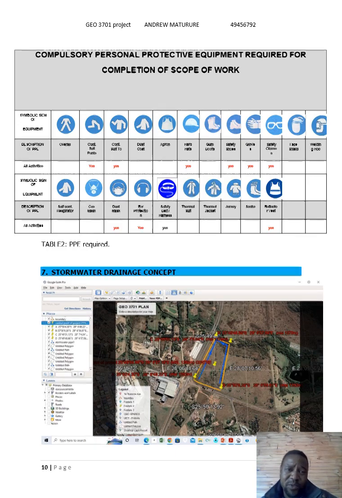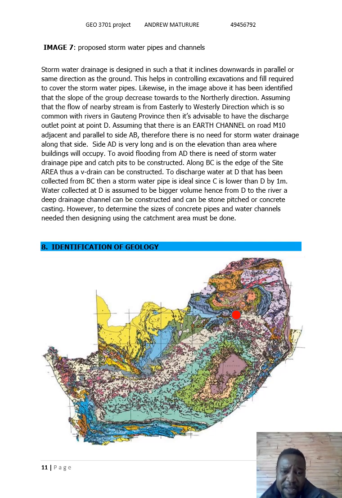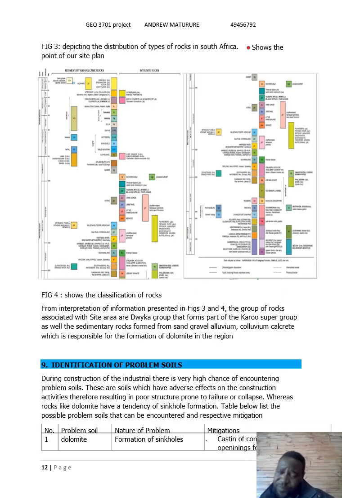All right, let us move on to slide number 12, which shows the identification of geology. The rocks that we identified here were the Karoo rock as well as the dolomite. Now let us move on to slide number 13. This is where we have the identification.